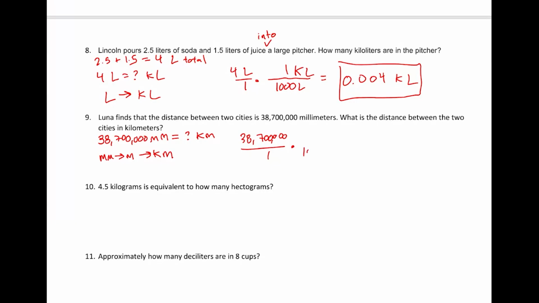Our first conversion factor is going to take us to meters. Oh, I forgot my units here. There are 1,000 millimeters in 1 meter. And now let's go meters to kilometers. There are 1,000 meters in 1 kilometer. Now we can multiply these out. We have 38,700,000 over 1 times 1/1000th times another 1/1000th, and that gives us 38.7 kilometers.